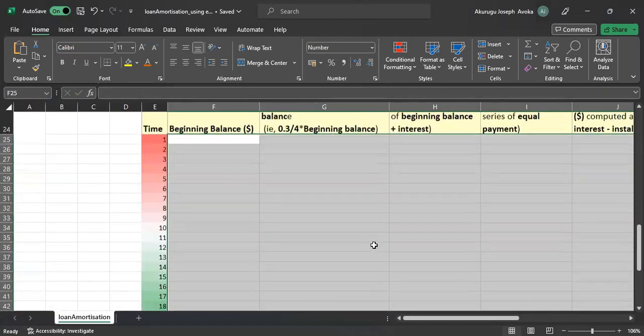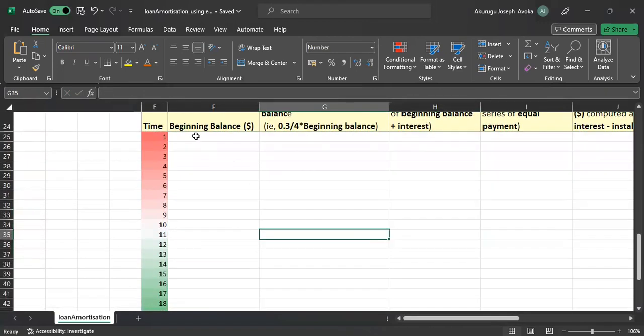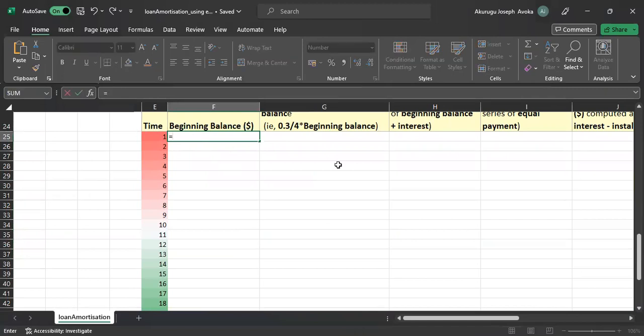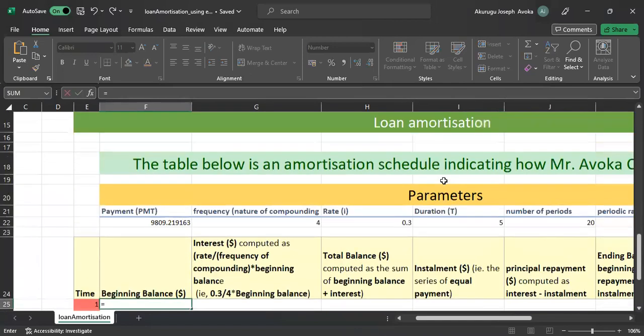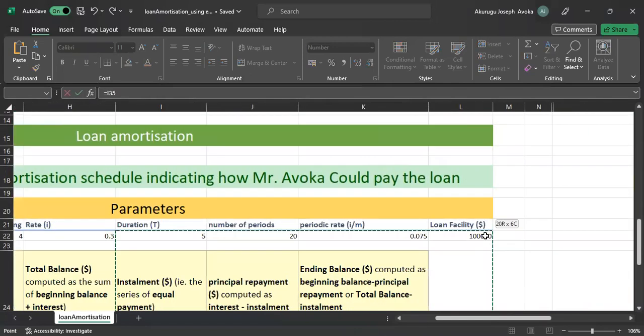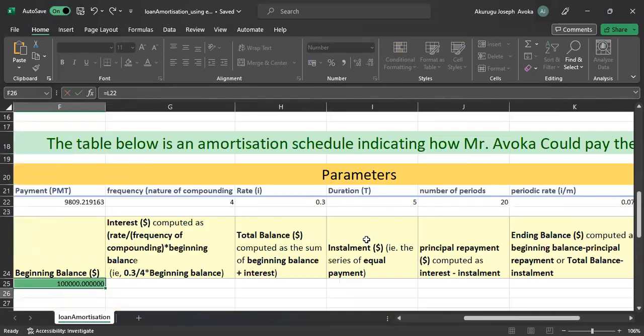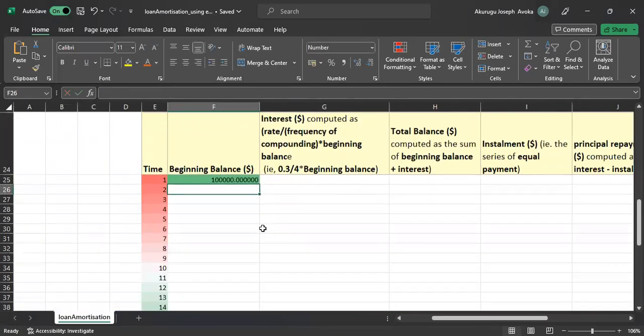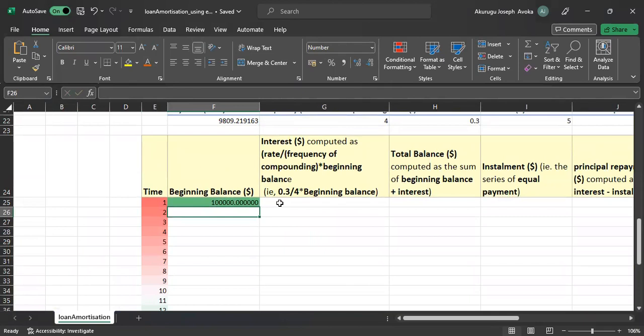Okay, now let's go. We are starting with the beginning balance for period one, which is usually equivalent to the loan facility. In that case, I copy my 100,000 here. Then I hit enter, and I've gotten my beginning balance.